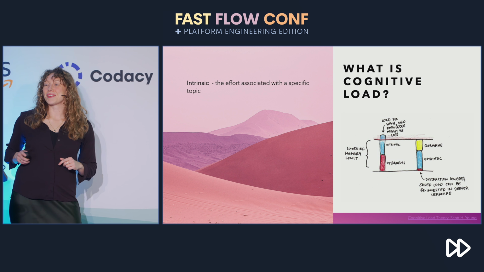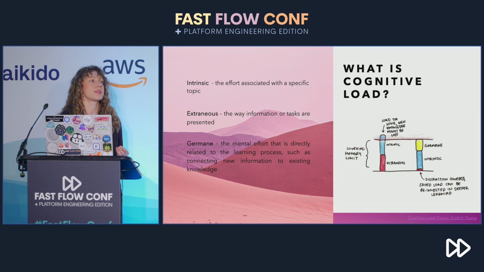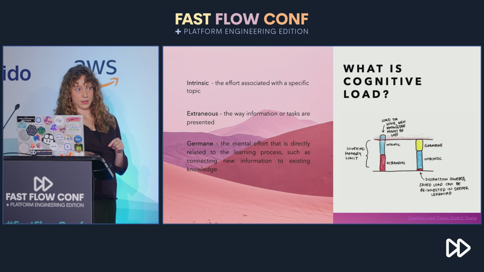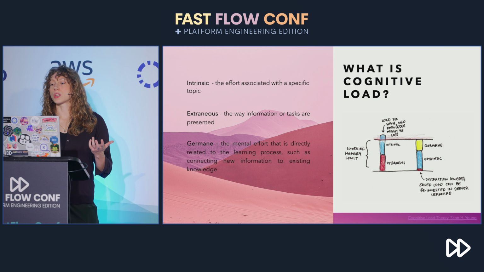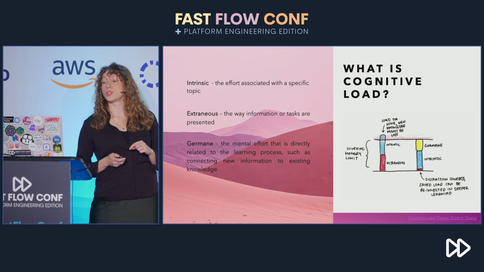The first one that we have is intrinsic, which is associated with the specific topic. So all the things you're thinking about when you're thinking about that topic. And I'll give an example in a moment. Extraneous is the way that that information is presented to you, or the tasks that you're required to do are presented to you. And then finally, we have the germane, which is the mental effort that is directly related to the learning process. So I typically think about that as connecting new information to your existing knowledge.